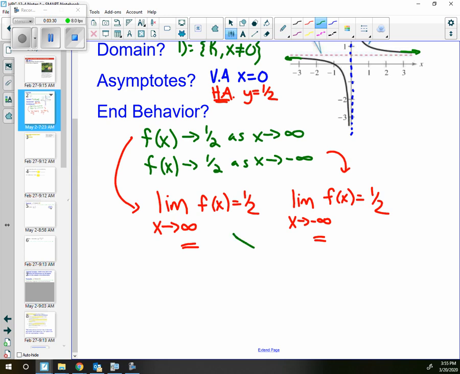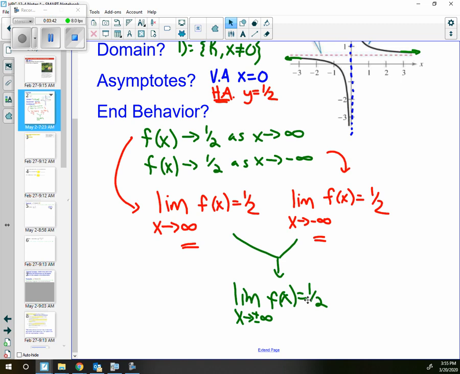Some people might ask, can we combine these two into a single sentence? We absolutely can. Some people would say the limit as x approaches plus or minus infinity is equal to the same on both ends. That's why we have a horizontal asymptote. So it's equal to a half.